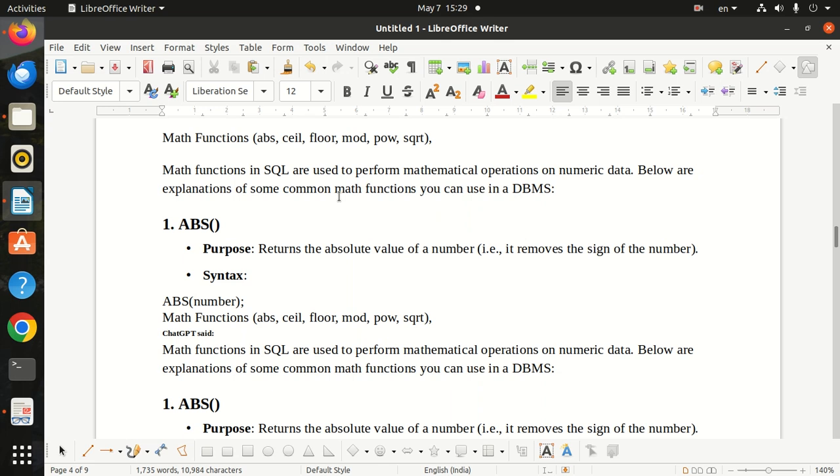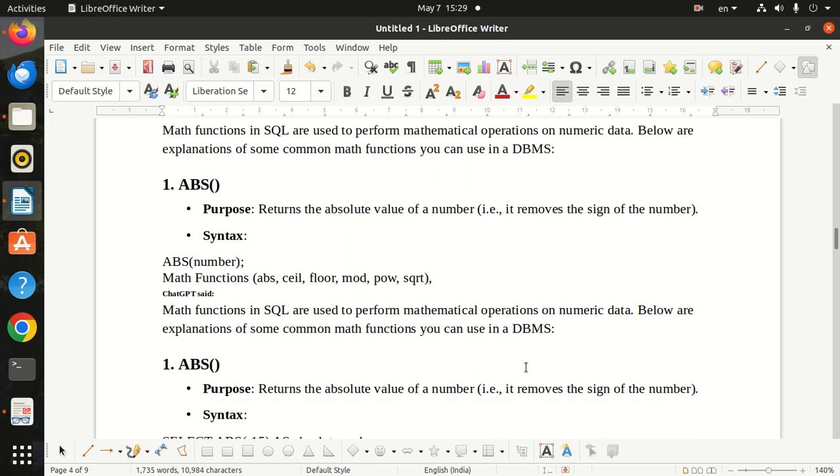ABS returns the absolute value of a number, that means it removes the sign of the number, which has the syntax ABS in brackets number. Math functions: ABS, ceil, floor, mod, power, square root. Math functions in SQL are used to perform, as you know very well, mathematical operations on numeric data, right?